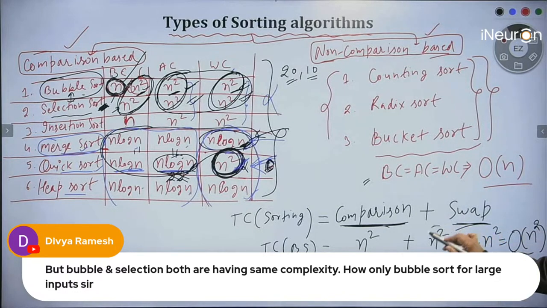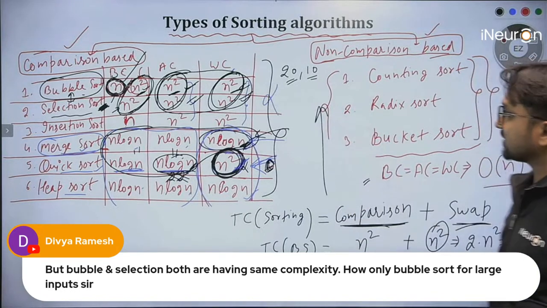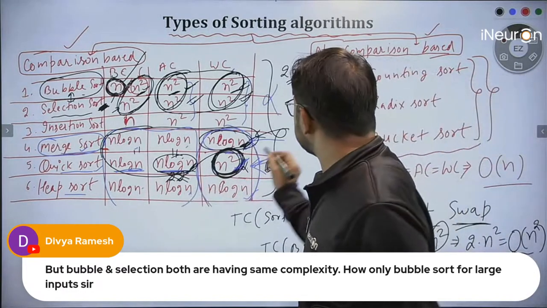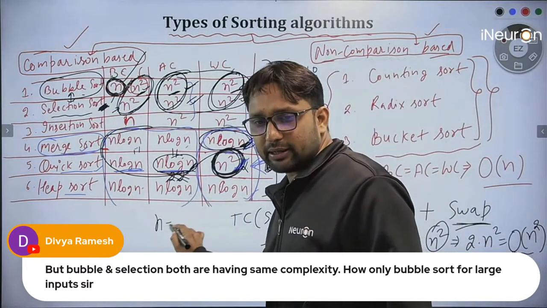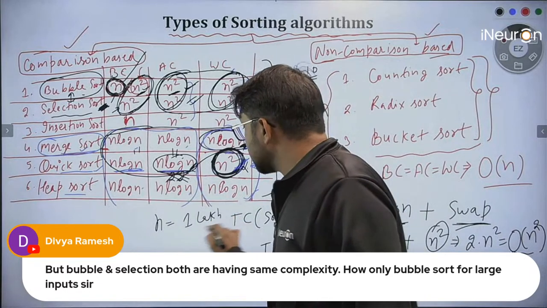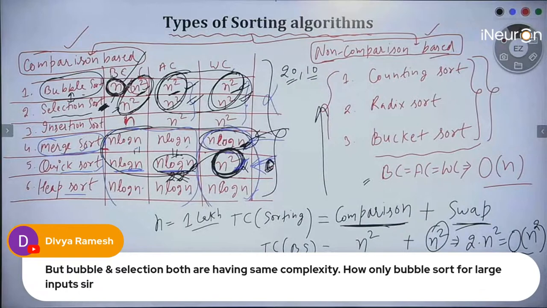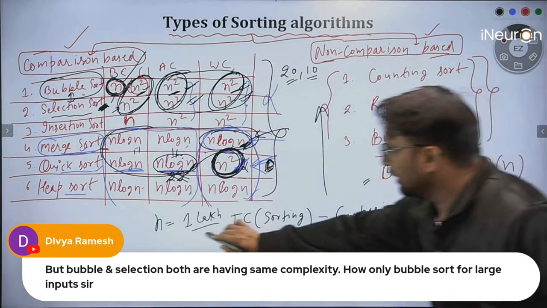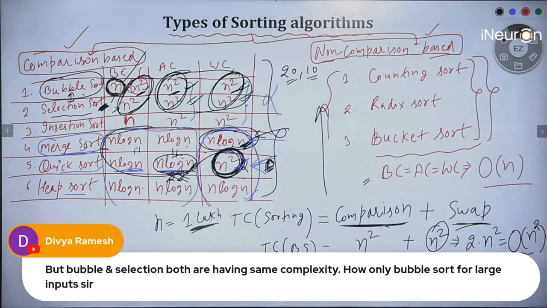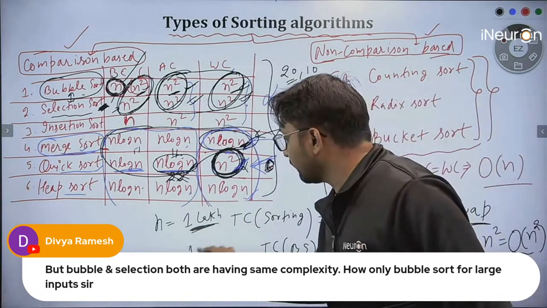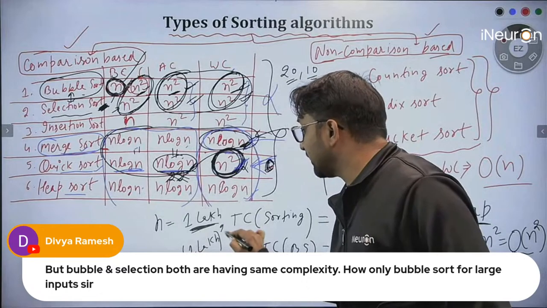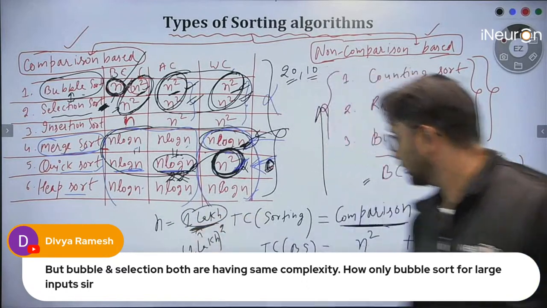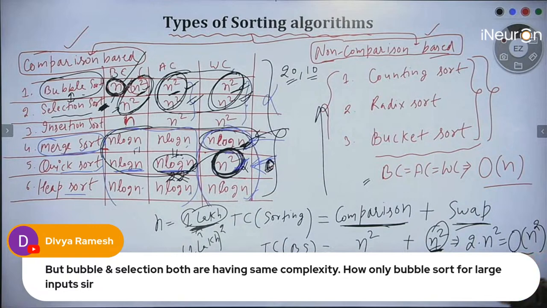But this factor is very large as compared to this as the size of the input grows. Let's suppose your n value is 1 lakh. Here you are performing 1 lakh swap operations for 1 lakh input elements. But here, 1 lakh square is very, very large as compared to 1 lakh. So if we are looking asymptotically, both are taking n square time. But if you are not looking asymptotically, then selection sort is behaving better.